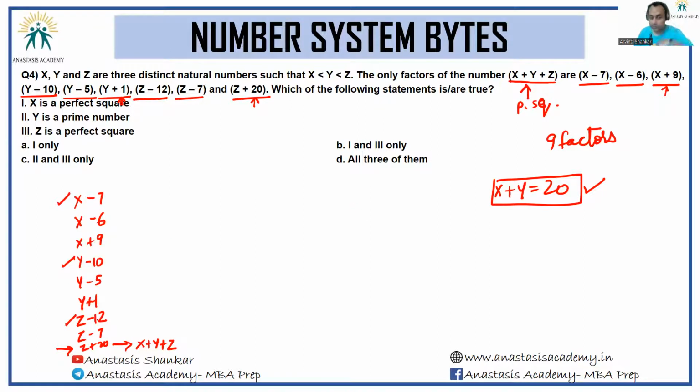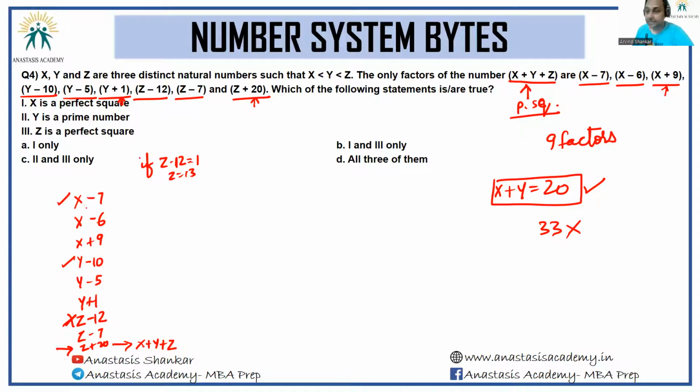If z minus 12 was 1, it would mean z is equal to 13. So the total that we would have is 33. Is this an unacceptable case? Because we know x plus y plus z had to be a perfect square. X plus y is 20. If I take z equal to 13, total will turn out to be 33. So this is not acceptable. So now I know z minus 12 is not the smallest factor.